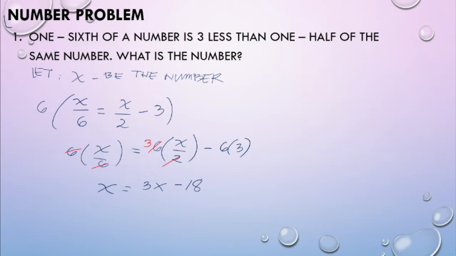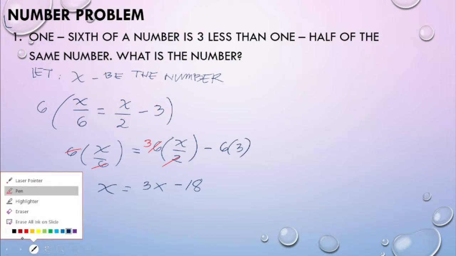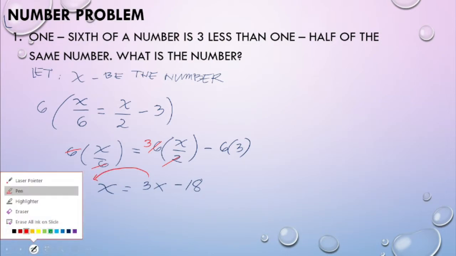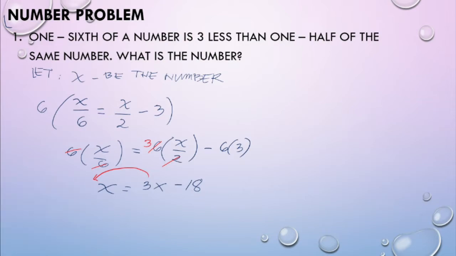Okay, now, we are going to move 3x on the other side, or we can just subtract 3x on both sides. Okay? So, shortcutin na lang natin. So, ito ay magiging negative 3x plus x equals negative 18. Okay? And then, simplify natin ulit. Negative 3x plus x. So, it's like negative 3 plus 1. So, magiging negative 2x. Then, we have equals negative 18.